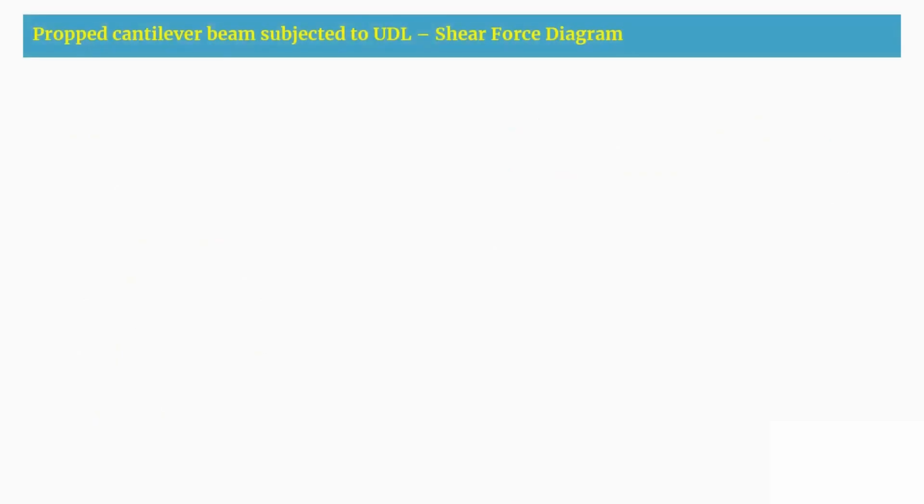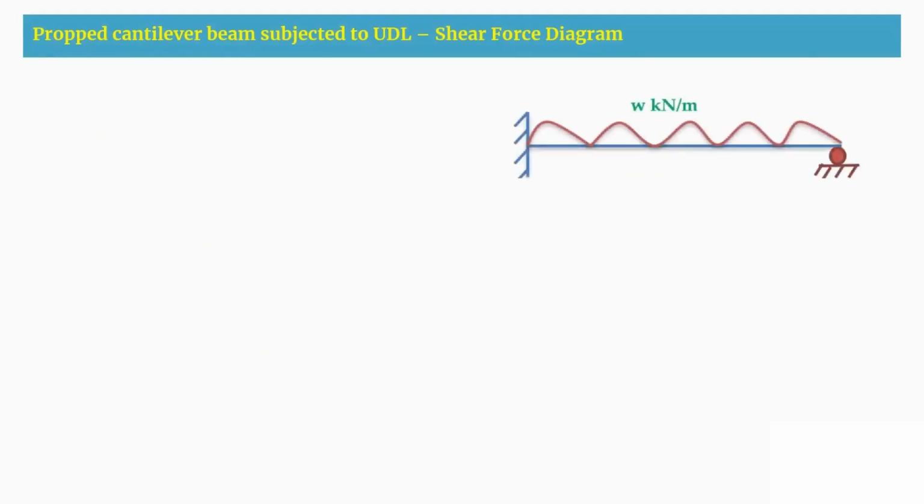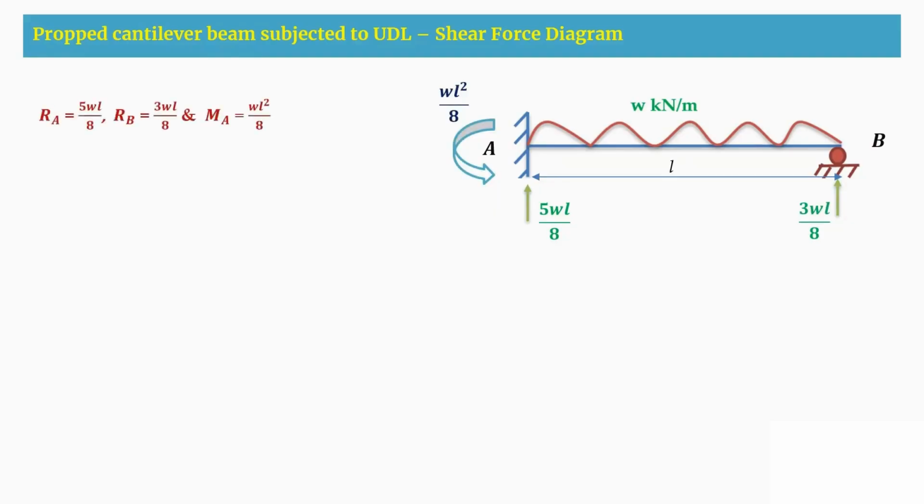Coming to the next slide, we are going to draw the shear force diagram. For drawing the shear force diagram, we will take the beam that is already given to us. This is of span L with supports A and B, and we know the reactions: RA is 5WL by 8 and RB is 3WL by 8, and the moment is WL square by 8. The calculation of reactions and moments has taken place in the previous slides. After getting all this, we have to take a section and write the shear force equations.